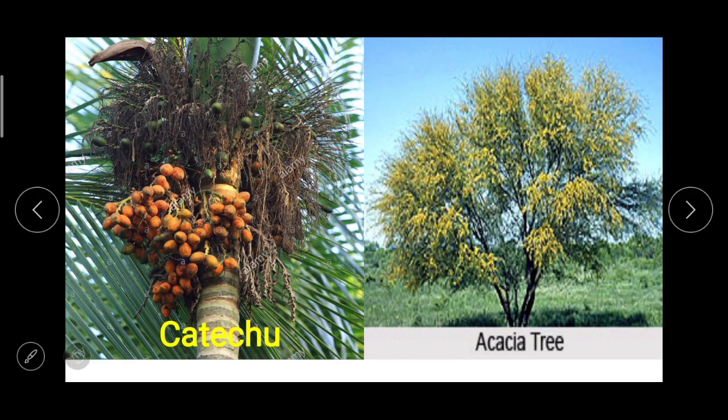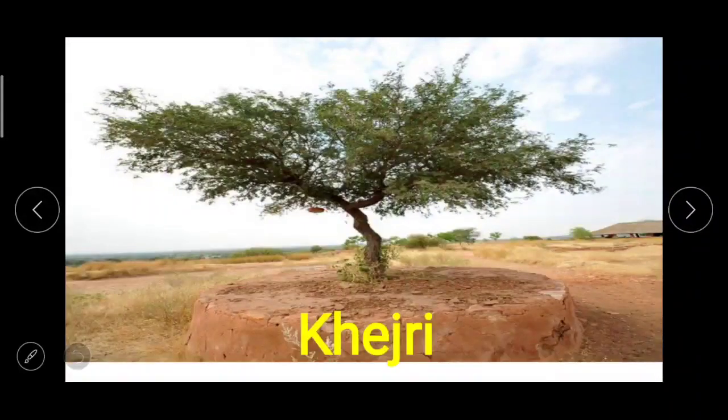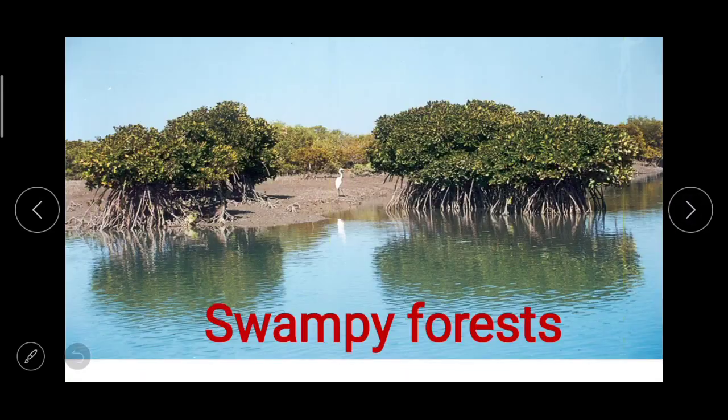Here more images you can see of the plants. This one, then this tree, khedri, swampy forests. One more thing, in the exercise which is given, that on the basis of the information given in the chapter, figures and maps complete the table below. There is one table given जिसमें टाइप ऑफ फॉरेस्ट एक साइड में दिया है, उसके बाद कैरेक्टरिस्टिक्स है, उसके बाद रीजन्स इन इंडिया और रीजन्स इन ब्राज़ील दिया हुआ है. दैट यू कैन सॉल्व on the basis of our today's lesson.